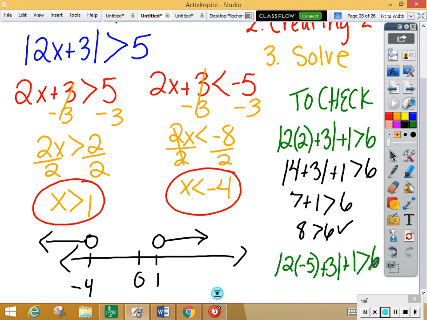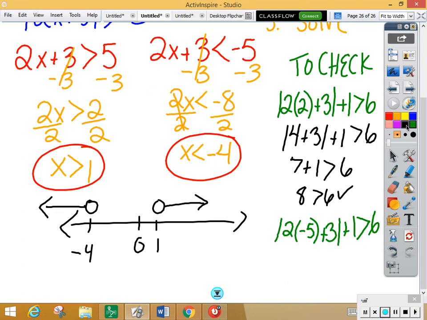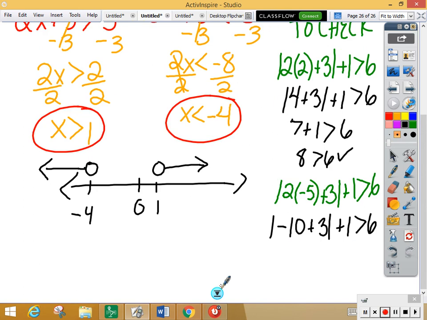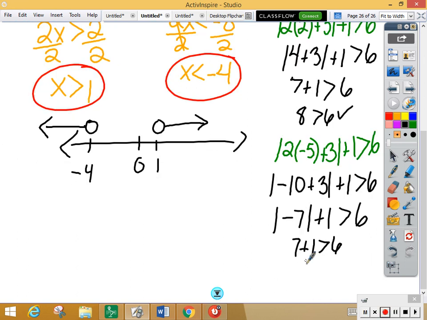So let's go down a little here. So 2 times -5 should be -10 plus 3 plus 1 is greater than 6. And then if I add -10 plus 3, I get -7 plus 1 is greater than 6. The absolute value of -7 is 7. So 7 plus 1 is greater than 6. And so 8 is greater than 6. So that is a true statement. So both of our solutions checked out. All right, that's how you solve an absolute value inequality and check your work.